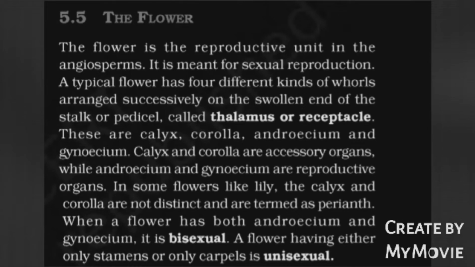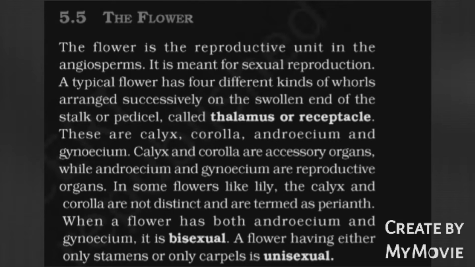The flower. The flower is the reproductive unit in the angiosperms. It is meant for sexual reproduction. A typical flower has four different kinds of whorls, arranged successively on the swollen end of the stalk or pedicel, called thalamus or receptacle. These are calyx, corolla, androecium, and gynoecium.